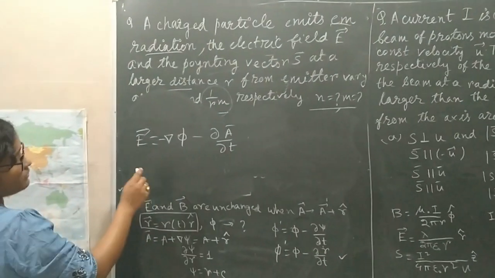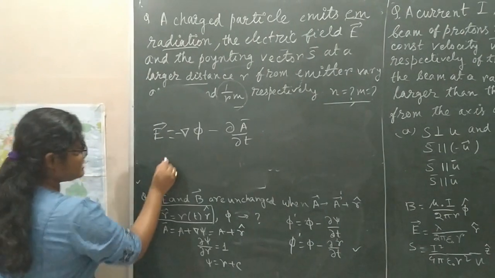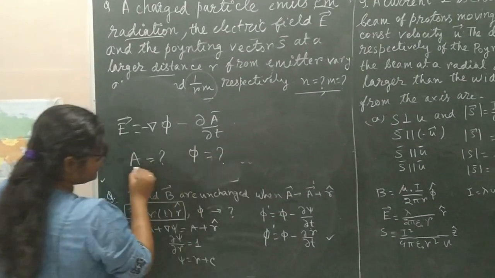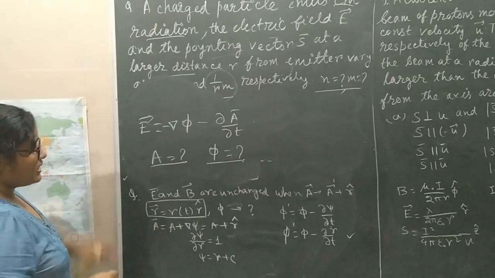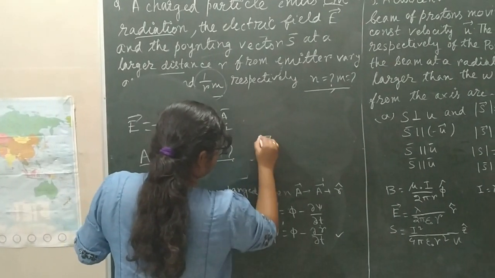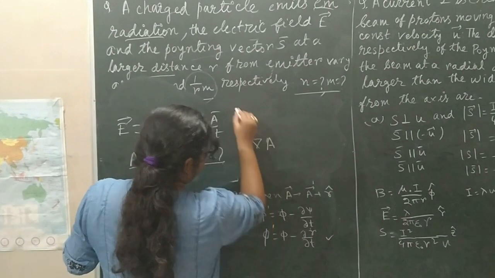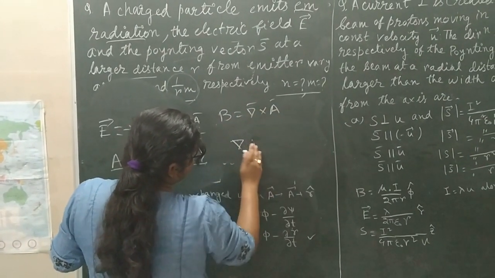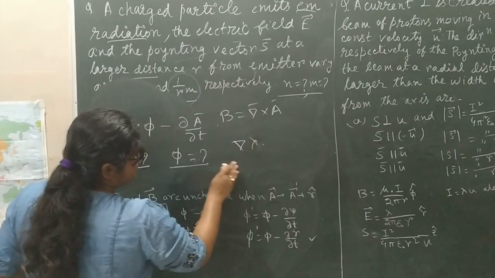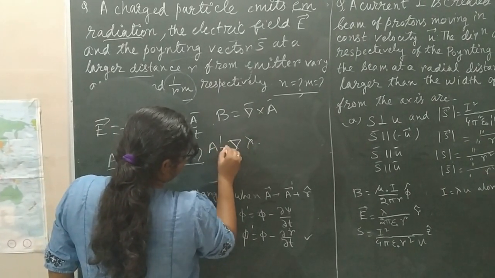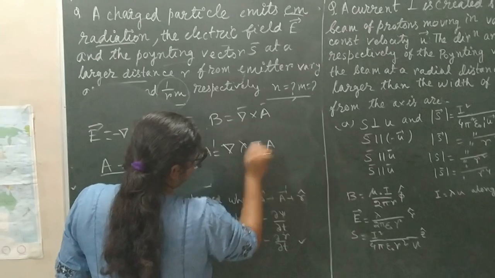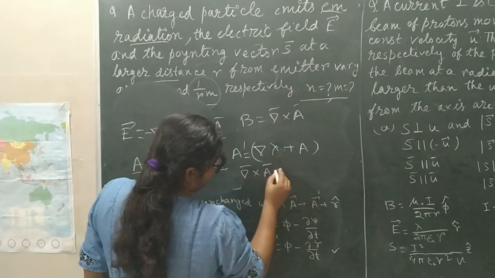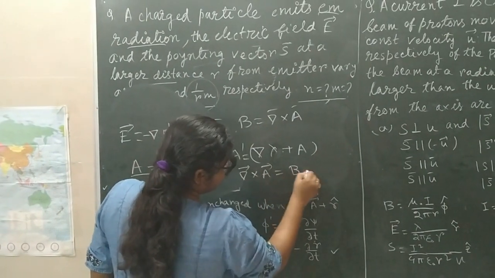Whenever you have a question, is this A unique? Is this phi unique? No, this A and this phi are not unique. If you take the gradient of lambda and write A prime equals gradient of lambda plus A, then the curl of A prime will also be B, since B equals curl of A.